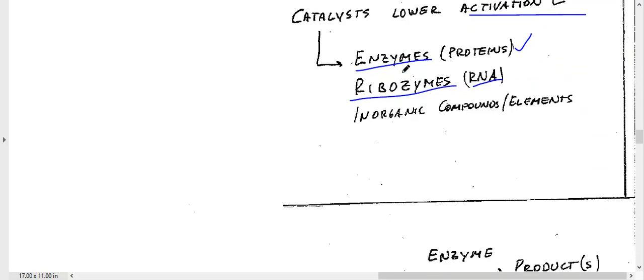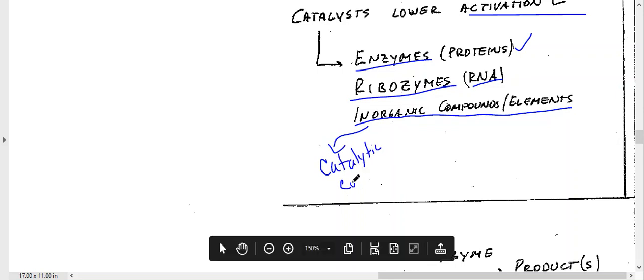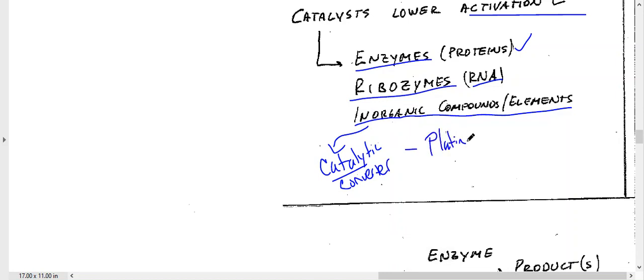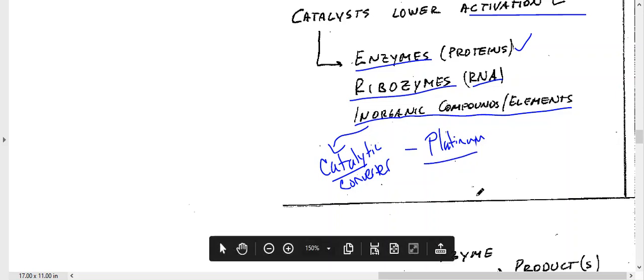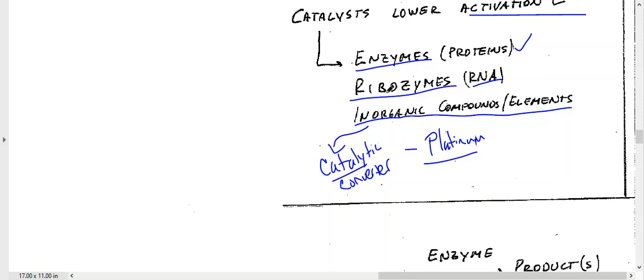Chemistry, because you're not using body systems, is usually going to talk about things like inorganic compounds or elements being catalysts. So a common one that you might be familiar with, this is also like if you're a car person, which I am not, but if you are aware of the catalytic converter, it's called this literally because it has a catalyst in it. It's not an enzyme or a ribozyme, it's because it actually has platinum. So fun fact, but in chemistry, these are usually inorganic compounds or elements. In biology, they are going to be enzymes or ribozymes.